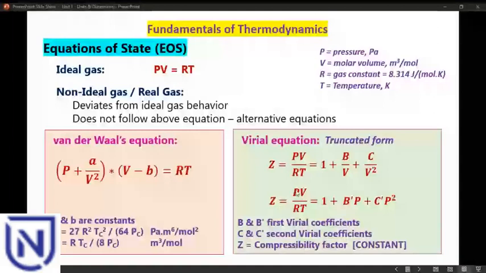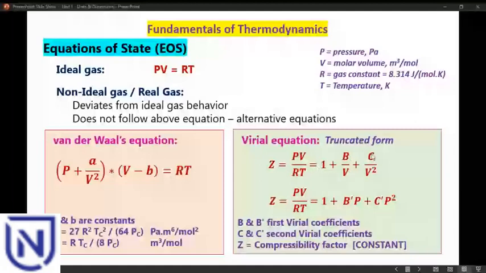It is a constant. PV has the same unit as RT. The unit of PV is joule per mole. RT has a unit of joule per mole. Both have the same unit. The unit gets cancelled. Z is dimensionless. There is no unit for Z. It's a constant. All right. So both these equations are called the virial equation.